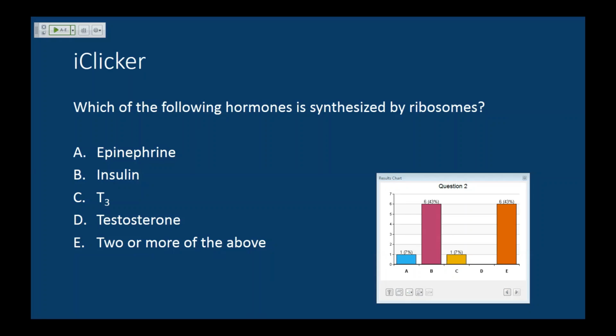Something that may have confused you, epinephrine, is amino acid derived, but remember, it's one amino acid. The ribosome is responsible for coupling amino acids together to create a chain called a polypeptide. So if we just have one amino acid, like a tyrosine-derived hormone, it's not going to be synthesized by the ribosome.